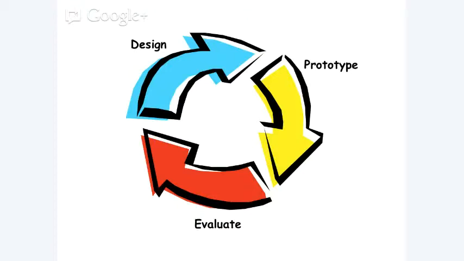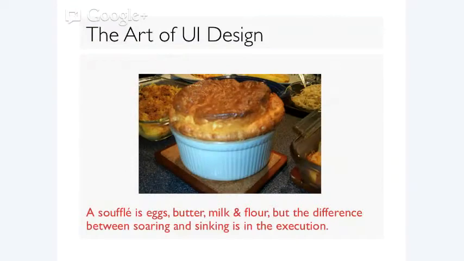a couple more stages. Before I do so, though, let me give you one caveat, and that is that a souffle is eggs, buttermilk, and flour, but whether you get a souffle or gunk is all in the execution, and the same is true of UI design. And so basically what we're going to try to find out is what is the process that, given a bunch of ingredients, results in a tasty souffle or a tasteful UI, and not the opposite.